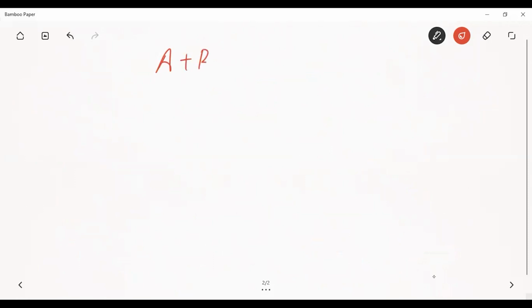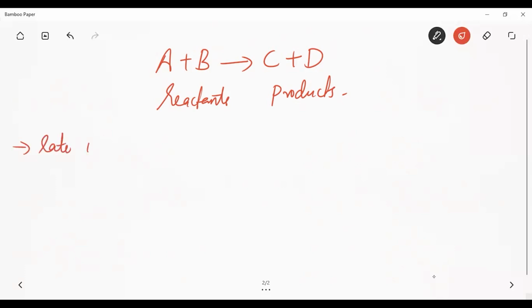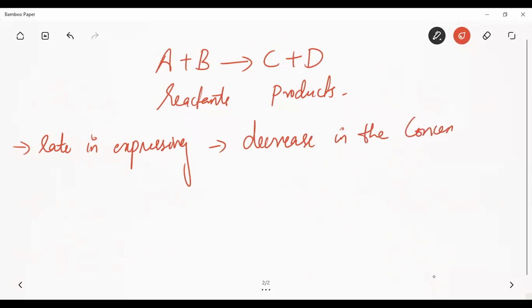Reaction between A plus B giving C plus D. This is a particular reaction, where A and B are the reactants and C and D are the products. We can express the rate in terms of reactants or products. Actually, when the reaction starts, reactants start decreasing, right? So we are expressing the rate in terms of the decrease in the concentration of reactants.